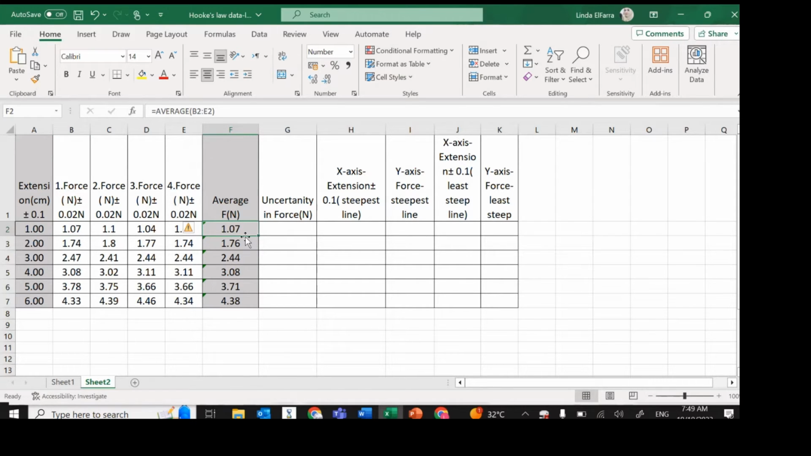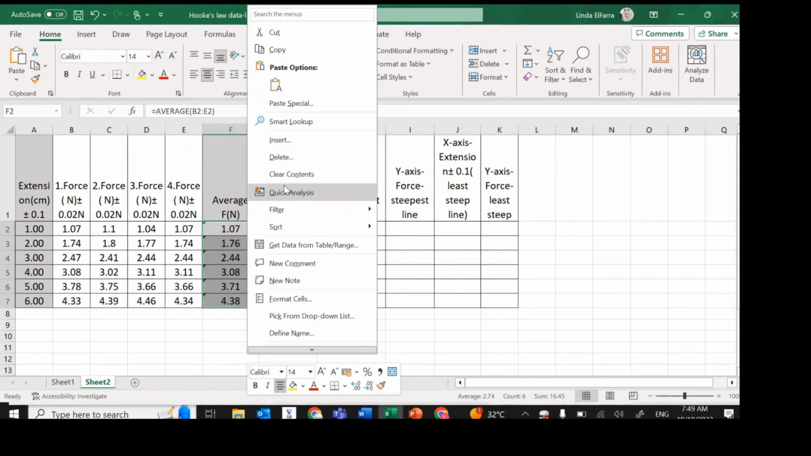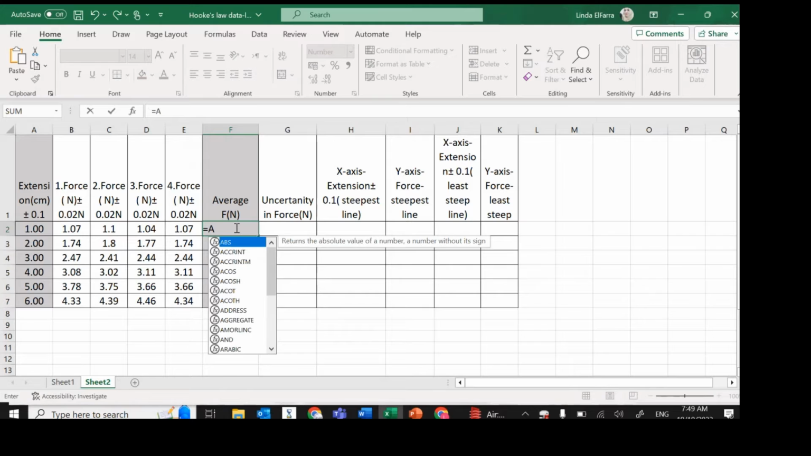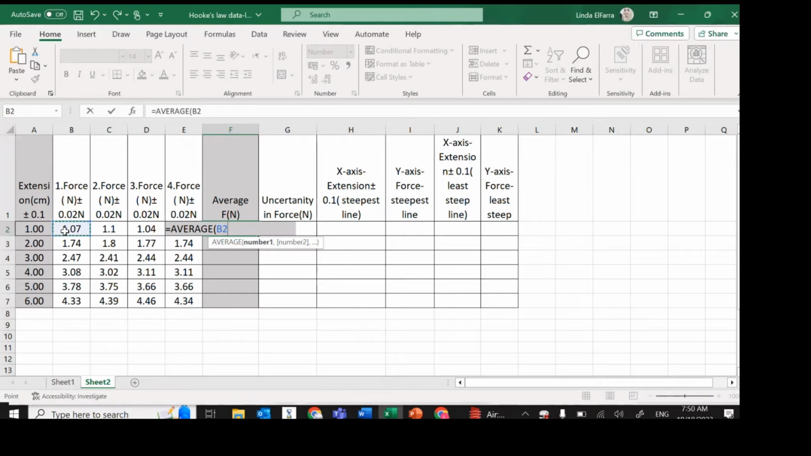To find the average, all you need to do is clear this content here. So I'm going to write equal, start with the word average, and then select all the values of these forces, close the bracket, and then hit enter. And put the mouse on this value. You will find a dot on the lower right corner. You put your mouse on it till your mouse turns into a plus sign, and then drag it all the way down.